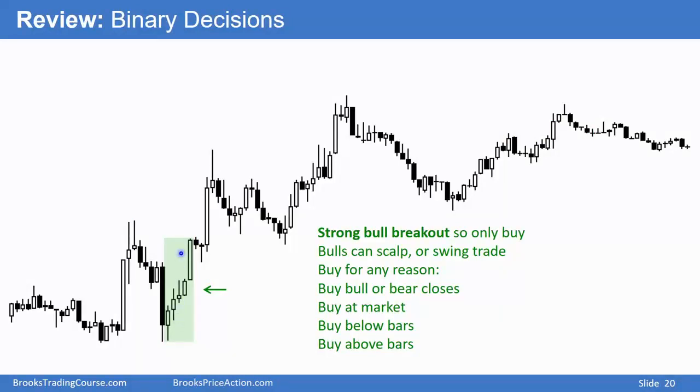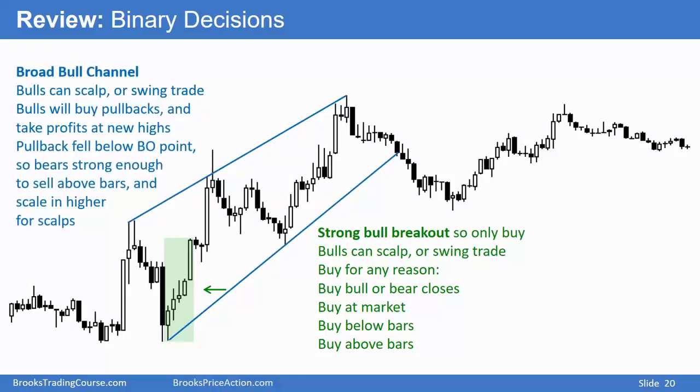So a strong bull breakout, I only want to look to buy, and I can scalp or swing, and I buy for any reason. I buy bull closes, I buy at the market, I buy above bars, I buy above this bar, I buy below bars, below that bar, betting that the bear reversal will fail. And then the market converted into a fairly broad bear channel. This sell-off is strong enough, so some traders would say it's always in short. This sell-off lasted 15, 20 bars.